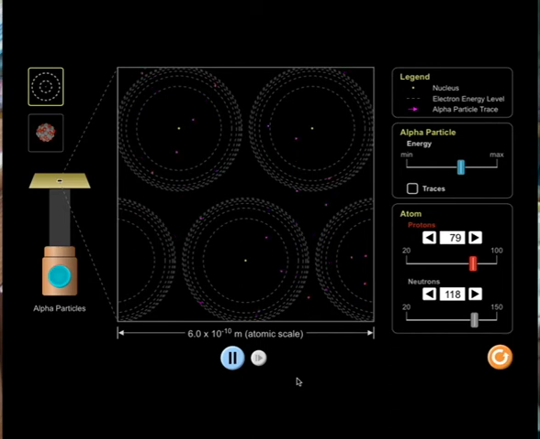If you open the applet that I have attached to Classroom by PhET, you'll see you have the choice of the Rutherford atom or the plum pudding atom. I've chosen the Rutherford atom here, and what you do is you click on the blue button here, which starts firing alpha particles at the thin gold foil.